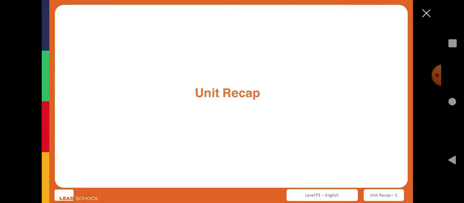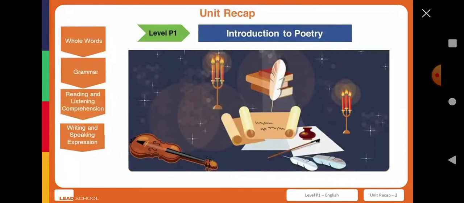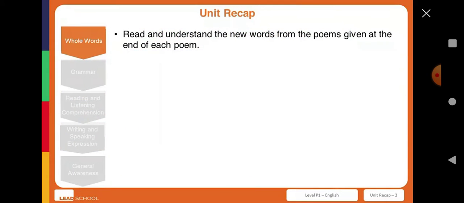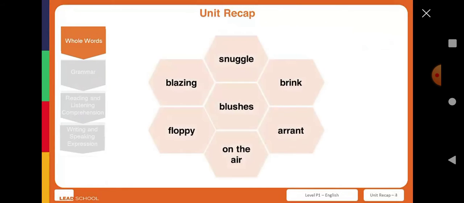Unit Recap. Hello students, let's take a quick recap of all the things we have learned in this unit. In vocabulary, we learned how to read and understand the new words given at the end of each poem. We also read and understood some words and phrases related to the unit theme. Some examples are snuggle, blazing, blushes, arrant, on the air, floppy, and brink.